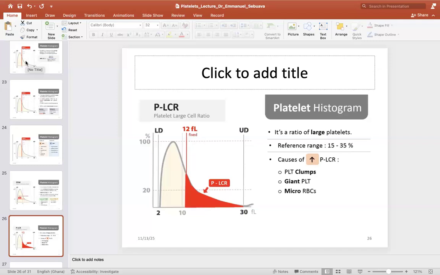So when you see these values being high, you don't just brush it to the side. You don't just go ahead and validate your results and say it is okay, you can give it out. You have to go further to get a film, a quick one, and assess the platelets. If the only problem you have is with the platelets, you assess them and add a comment alongside the FBC you are giving out.